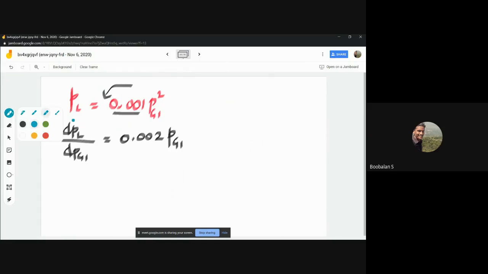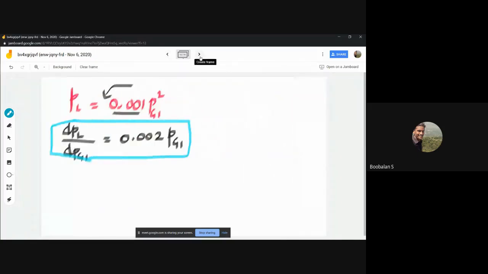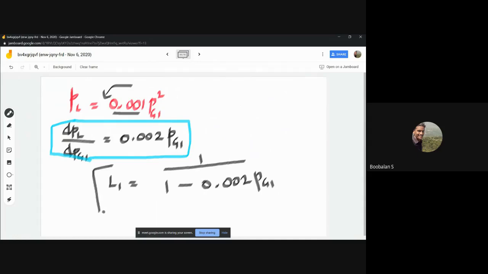So we need to substitute this entire value into here. Then only can you calculate the penalty factor L1. Now L1 becomes 1 divided by 1 minus 0.002 PG1. We got a value. This is the penalty factor for my generator 1.